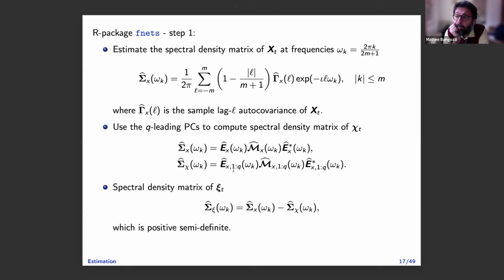So how does estimation work? This is for the practical user. We have a package in R for this. You first estimate the spectral density in the classical way. You need to select the bandwidth, I will say which one later on. You have to compute some autocovariances. That's the definition. And once you have the spectral density, sigma hat of x, on a grid of frequencies omega k, you just do principal components at each frequency. You pick the Q leading principal components, where Q is the number of factors that you should know in advance. Using only those, you compute the common component spectral density, sigma chi, and then the spectral density of Xi is just obtained by difference.